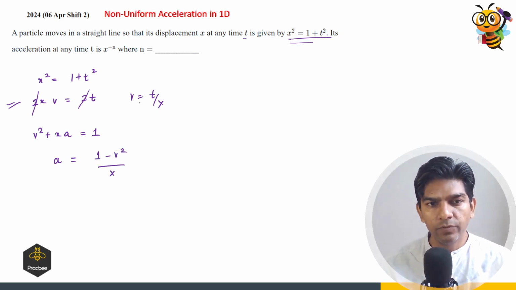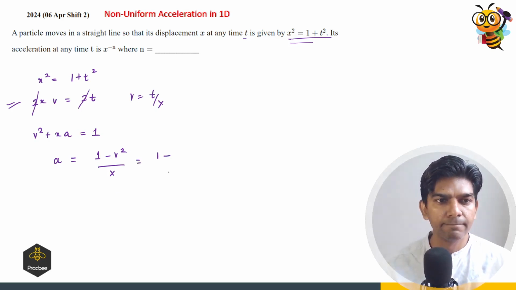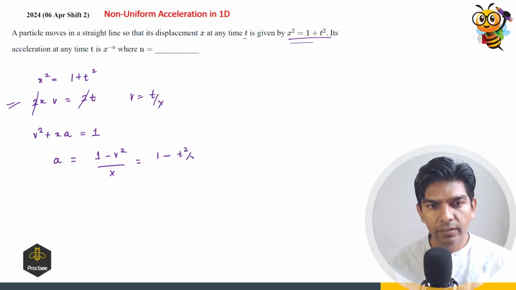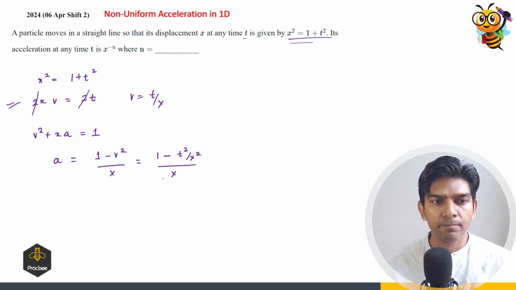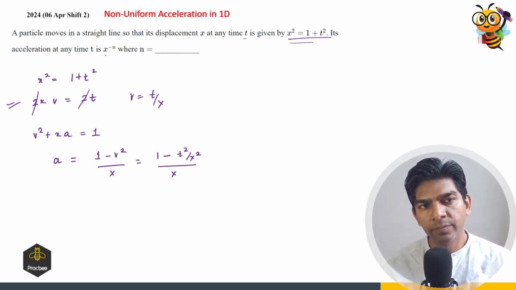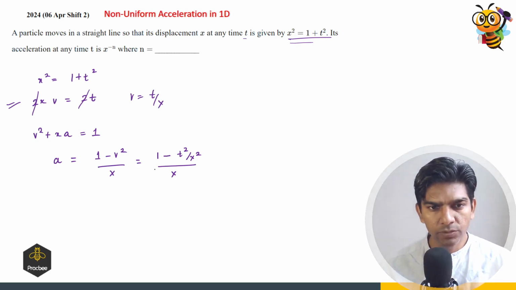Right? And v is t by x. So we can write this as (1 minus t square by x square) divided by x. Right? And we have to find the acceleration at any time t. So what is x square? Let us simplify this.